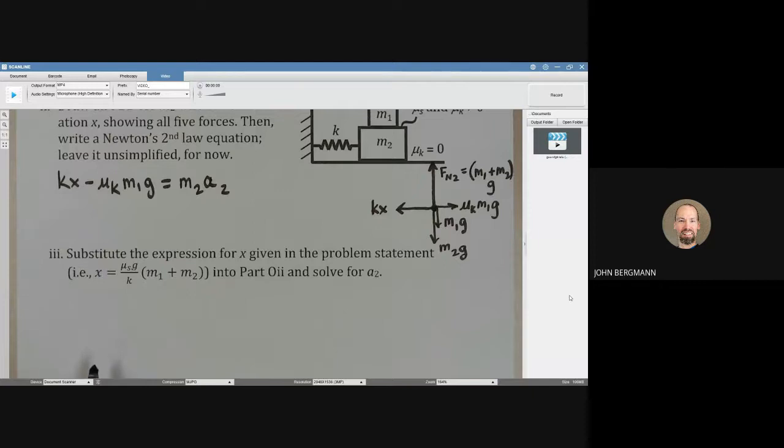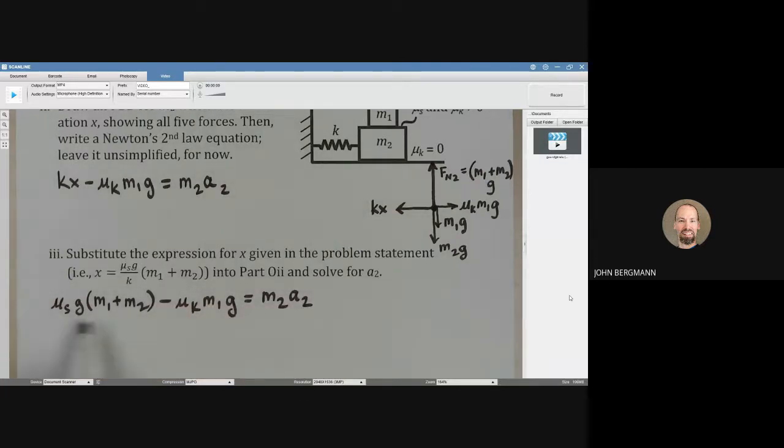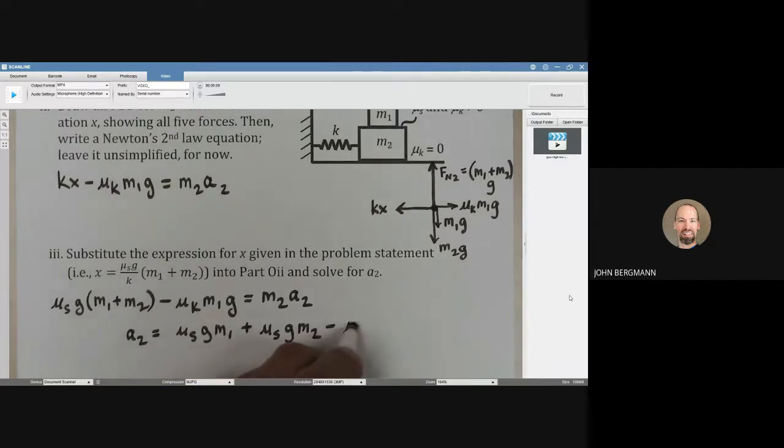So we're going to substitute this into that equation and solve that for a2. So let's see if we can do this without making a mistake. Actually, if we put that in there, the k's will cancel. So that means we're going to be left with mu sub s times g times the quantity m1 plus m2, minus mu sub k m1 g, equals m2 times a2. I suppose we could distribute this out, and yeah, let's go ahead and distribute that out. A2 then is going to equal mu sub s times g times m1 plus mu sub s times g times m2 minus mu sub k times m1 times g, all of that over m2.